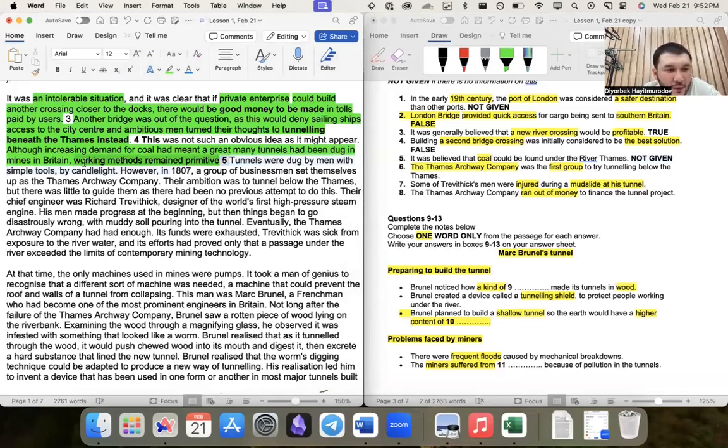Tunnels were dug by men with simple tools by candlelight. However, in 1807, a group of businessmen set themselves up as the Thames Archway Company. All right. Their ambition was to tunnel below the Thames, but there was little to guide them as there had been no attempt to do this. What do you think the answer for question number 6 is, guys? 6 is going to be what?